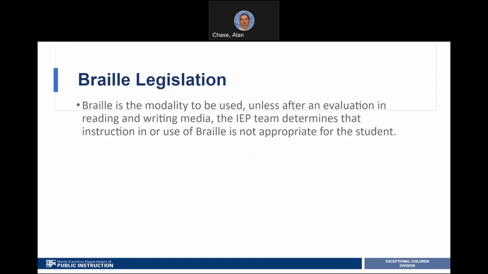As stated in the Individuals with Disabilities Education Act, or IDEA, the IEP team will need to provide instruction in Braille and the use of Braille unless the IEP team determines, after an evaluation, that instruction in Braille or the use of Braille is not appropriate for that student.